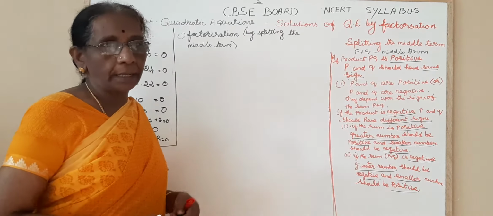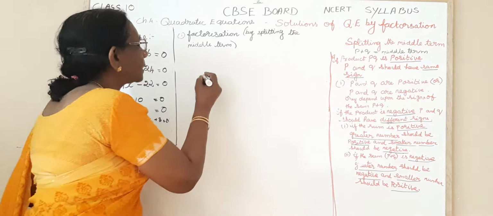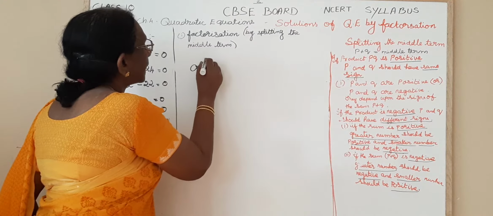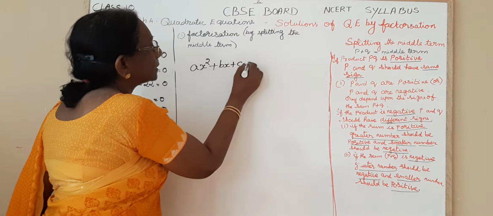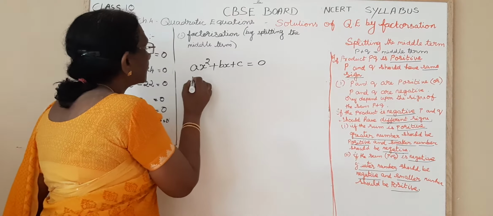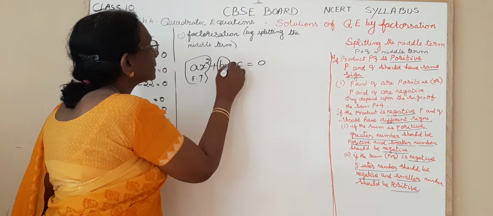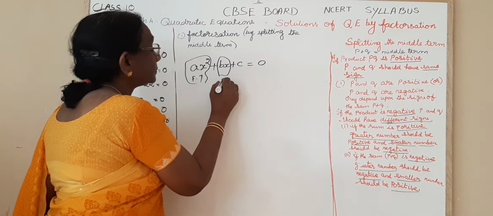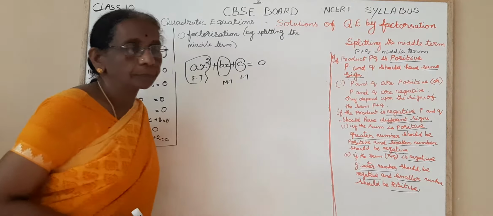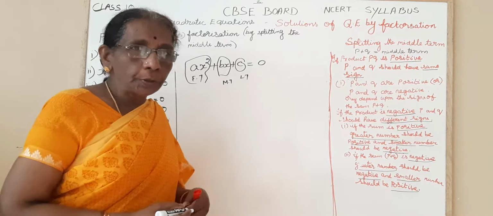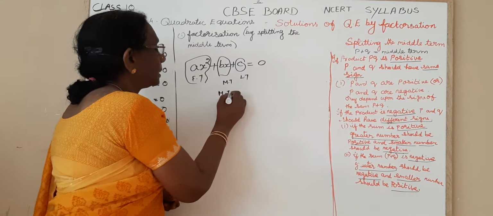And how to factorize a quadratic polynomial? By splitting the middle term. What is the middle term? See, what is the standard form of a quadratic equation? ax squared plus bx plus c is equal to 0. This is the first term, ax squared, and bx is the middle term, and this is the last term. Isn't it?